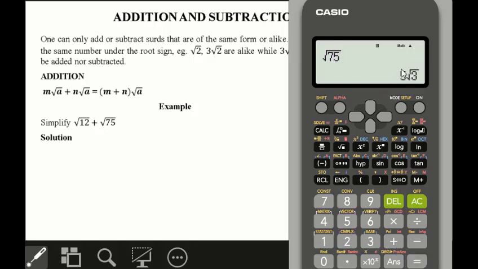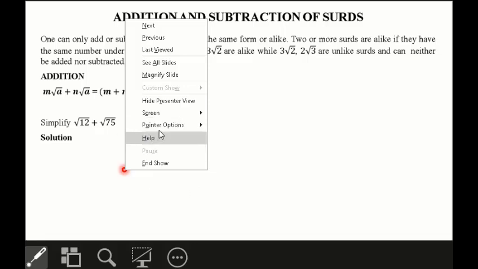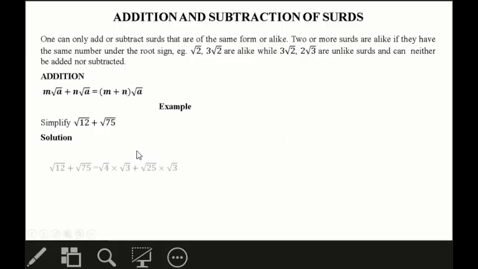That one gives us 5 root 3. So you multiply this 5 by itself again to get 25. So I get 25 times 3 under the square root as shown over here. So this will give us root of 4 times root of 3 plus root of 25 times root of 3.